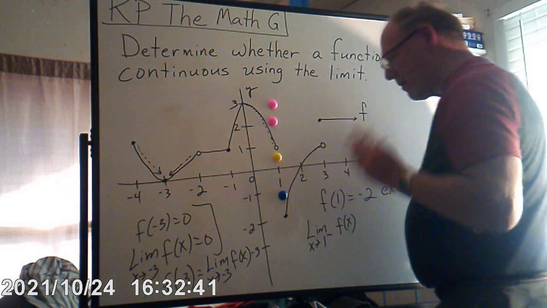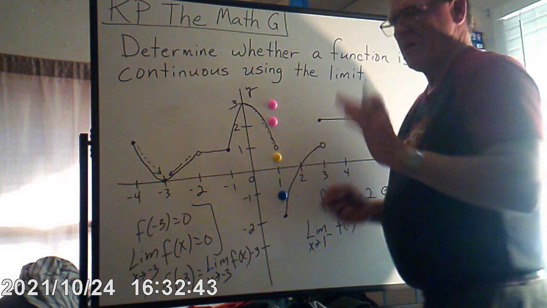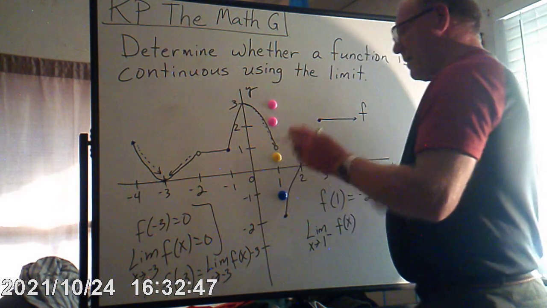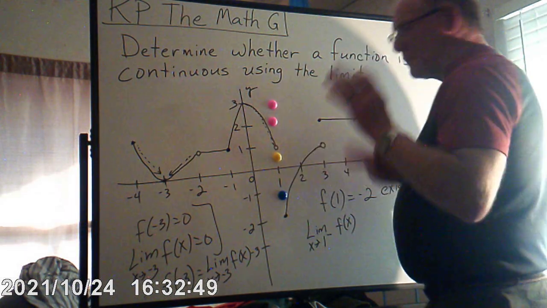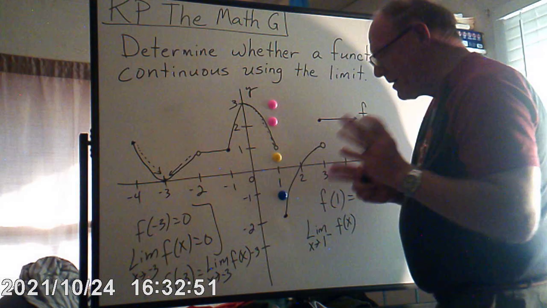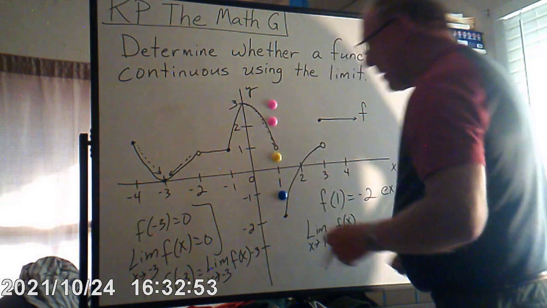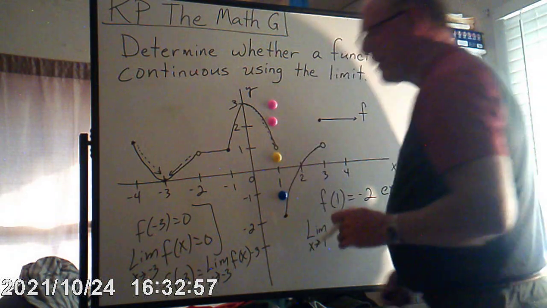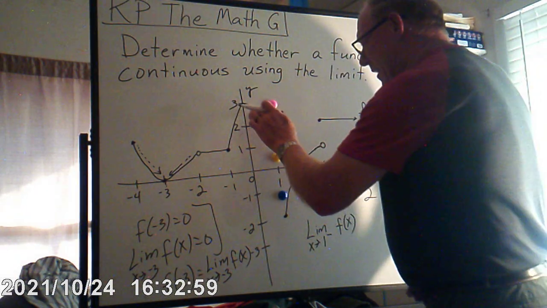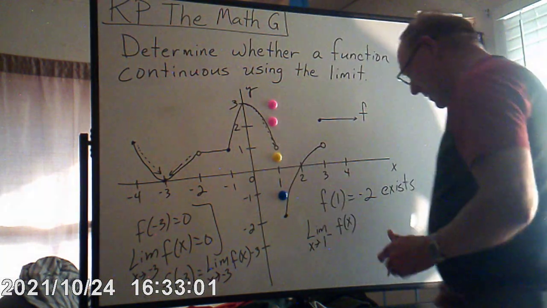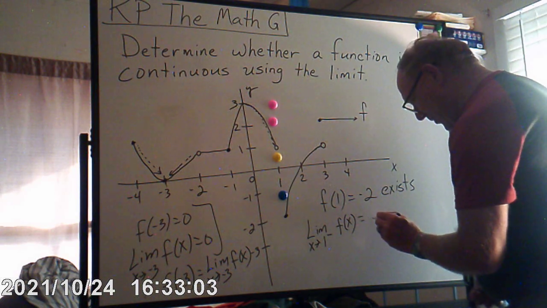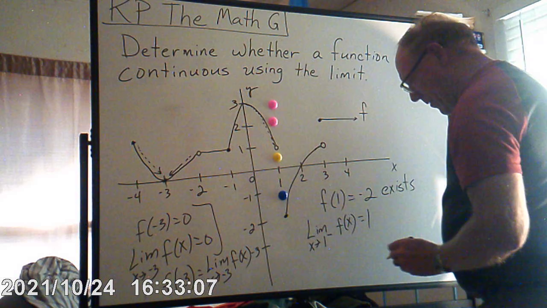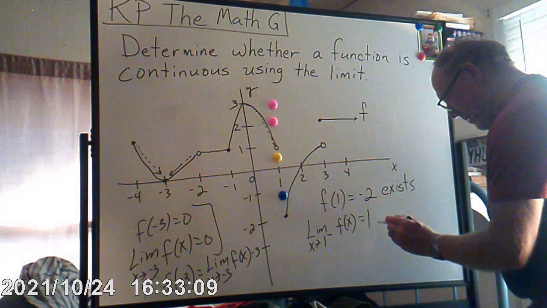Now remember, we are talking about the limit. Remember from our last lesson, even if we're talking about the limit and there is an open circle, yes, there is a limit here. It is 1. Even though this is not f at 1, the limit exists. So the limit from the left side is 1.